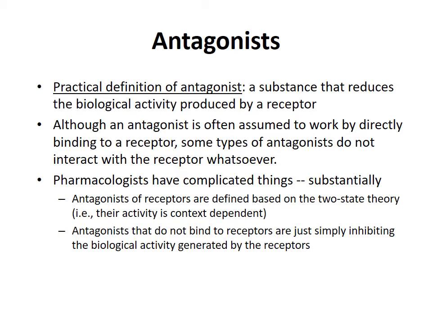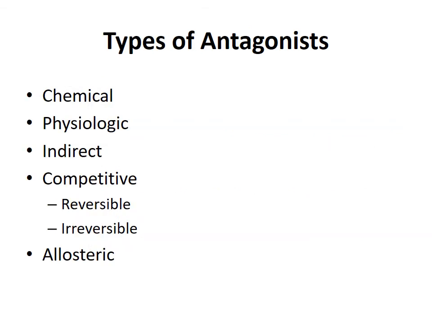Antagonists that do not bind to receptors are simply inhibiting the biological activity generated by the receptors. Okay, and I'll show you what I mean by that when I go over every different type of antagonist. So there are chemical antagonists, physiologic, indirect, competitive, which can be broken down into reversible and irreversible, and then allosteric. Okay.